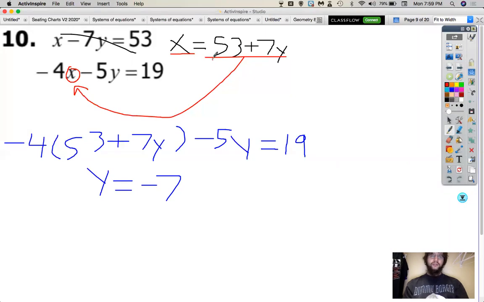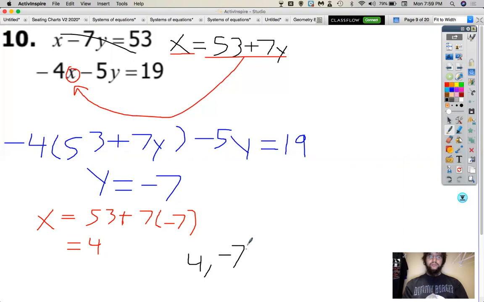I already have x solved for. Use it. x equals 53 plus 7 times -7. Use your calculator, you get 4. So my answer is 4, -7. Boom, done. Moving on along.